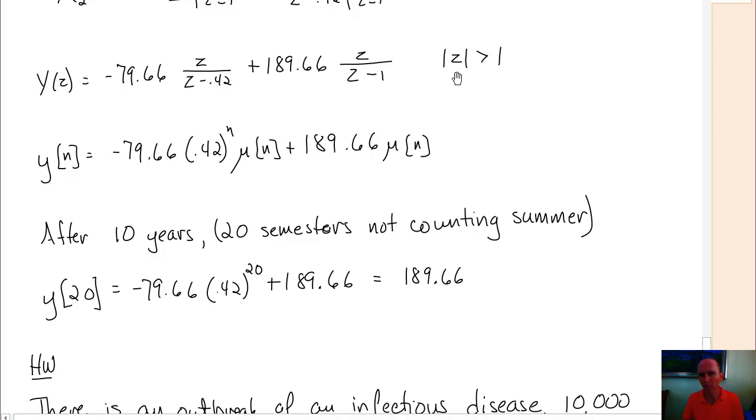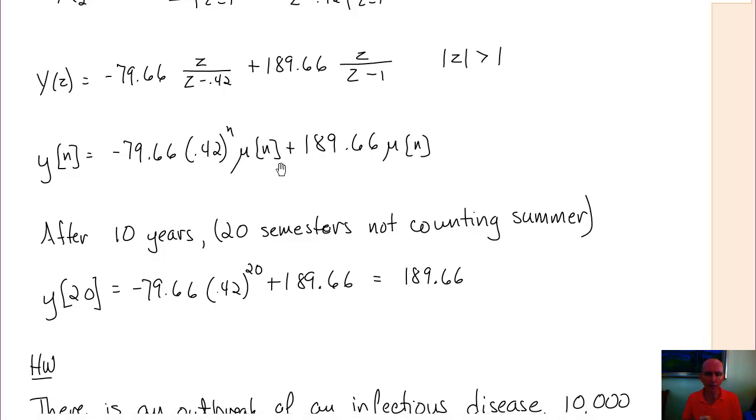Since the region of convergence is magnitude of z greater than 1, this is going to be our inverse. 0.42 to the n mu of n times this constant. Here it's just going to be 1 to the n mu of n times this constant here. And again, we can verify, if we substitute y of 0, the first semester, since there were no students before, we should only have 110 students. And we can see that if we substitute n equal to 0 here, we're going to get 110 students.